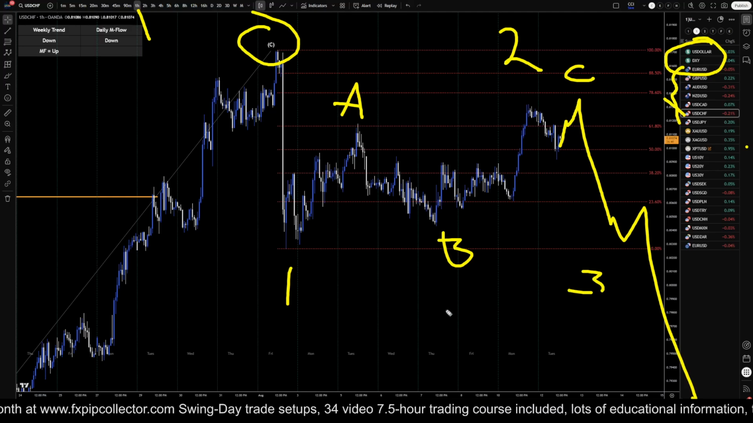Now, the news can be a little unpredictable. It can do a little bit of a spike up, spike down type thing. So definitely be careful. But my best guess for the news today is bearish, the US dollar index.